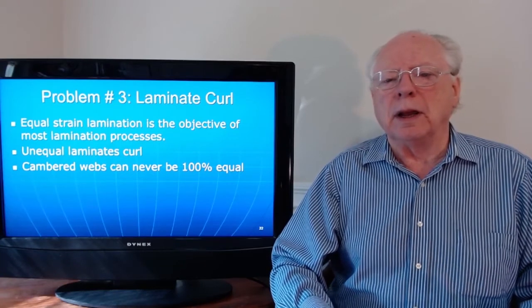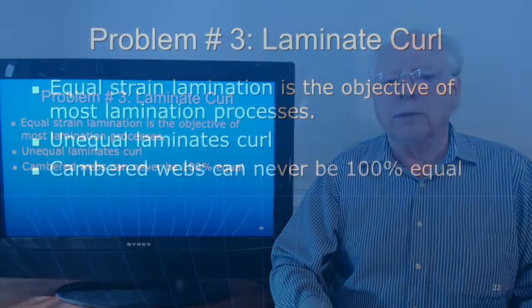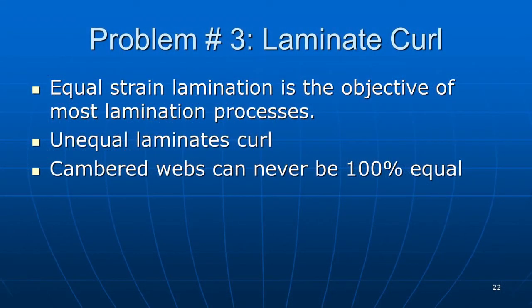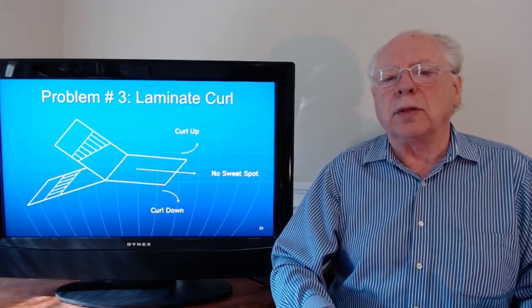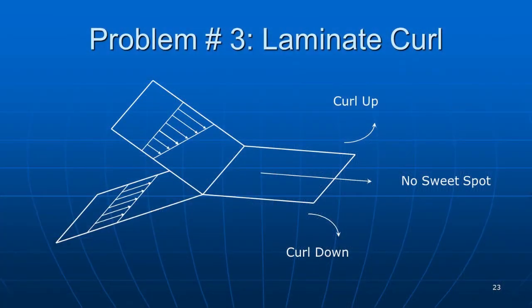Equal strain lamination is the objective of most lamination processes. Unequal strain laminates curl towards the ply with the higher strain. Cambered webs can never be combined at equal strain because the strain varies across their width. When laminated with matching average strain webs, the high strain side of the cambered web will curl one way and the low strain side will curl the other. The more the camber and the wider the web, the more the curl.